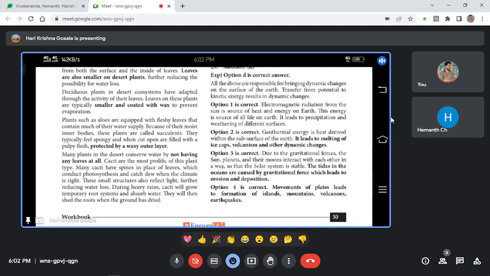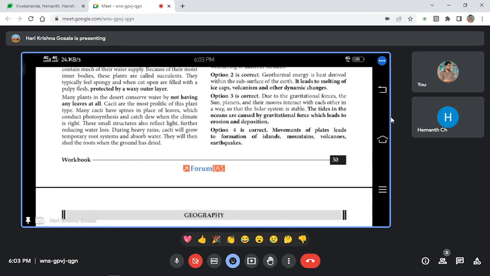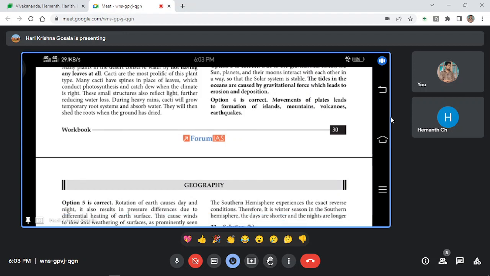Geothermal energy is heat derived from within the subsurface of the Earth. It leads to melting of ice caps, volcanism, and other dynamic changes. Option 3 is correct due to the gravitational force. The sun, planets, and their moons interact with each other in a way so that the solar system is stable. The tides in the ocean are caused by gravitational force, which leads to erosion and deposition. Movements of plates lead to formation of islands, mountains, volcanoes, and earthquakes.